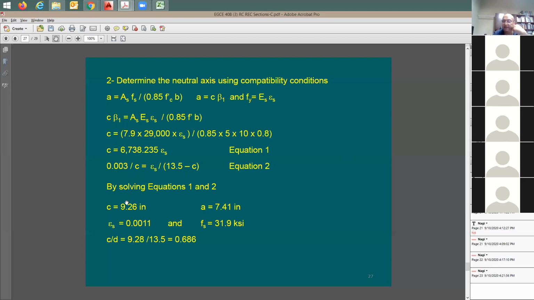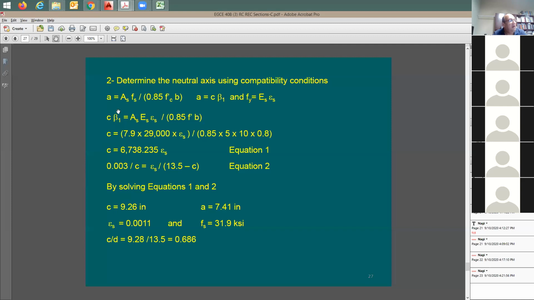Can you find out A? What is A? Compression block depth. Now, how do you do it? You just take this C multiplied by beta 1. And how much was beta 1? Beta 1 is 0.8. So from 926, you're going to end up with 741. Okay, good. It's very good. Now I have the A compression block depth. That's it. Anything else you need?